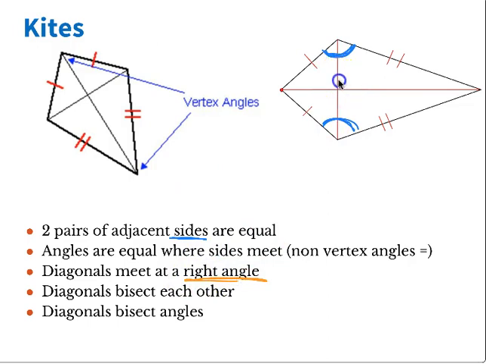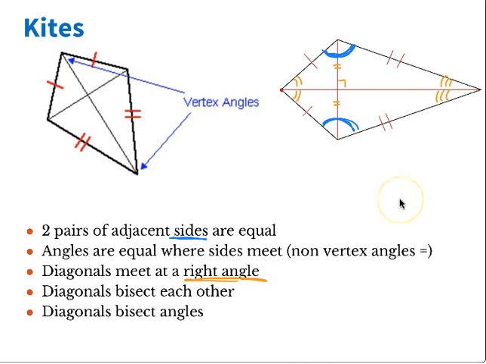So the diagonals will meet at a right angle. So there are going to be right angles at the center where the diagonals cross. One diagonal bisects the other. It's going to cut it into two equal segments, and then the diagonals bisect the angles. So that means this angle here is going to be equal to this angle, and then these two angles down here would be congruent to one another.